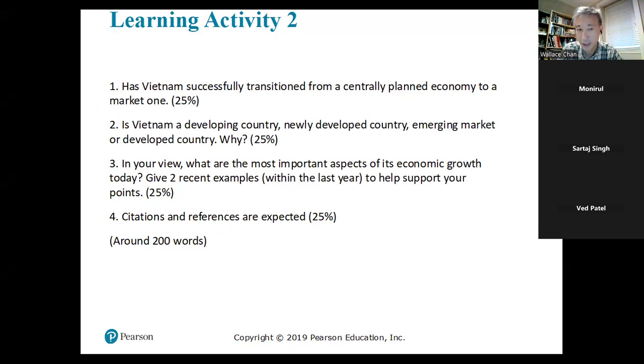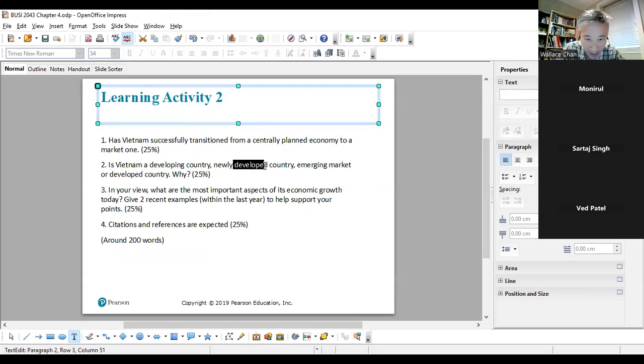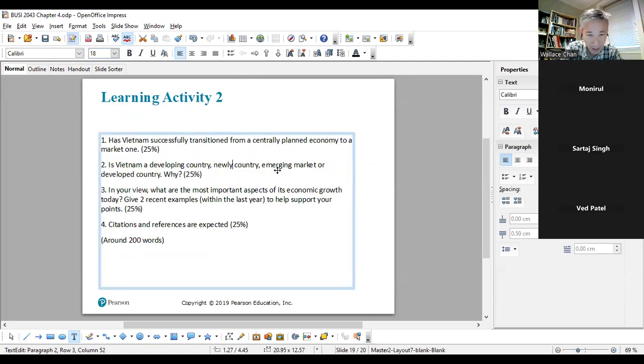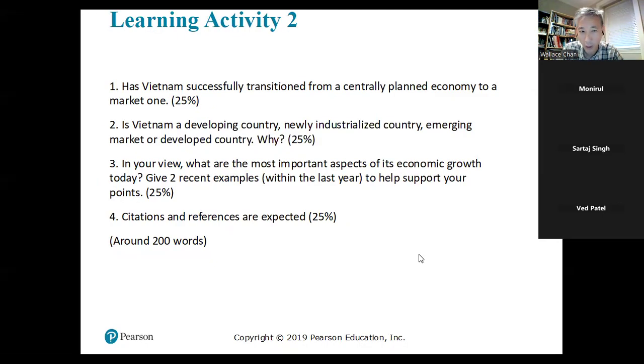The second question: is Vietnam a developing country, a newly industrialized country, an emerging market, or a developed country? Out of the 4 options, pick one and explain to me why.